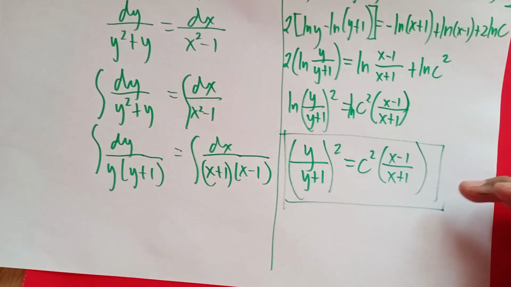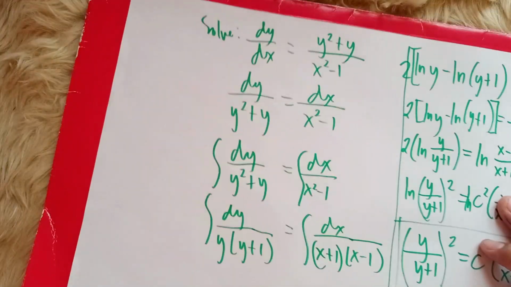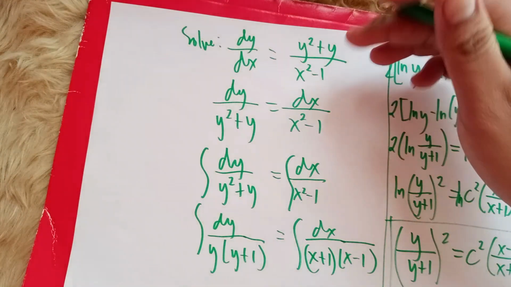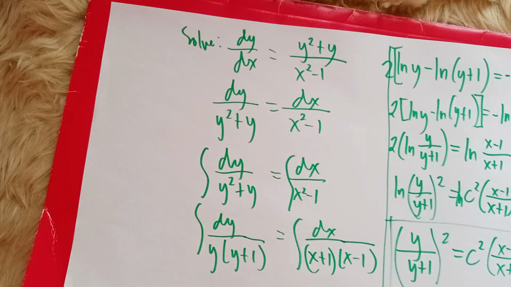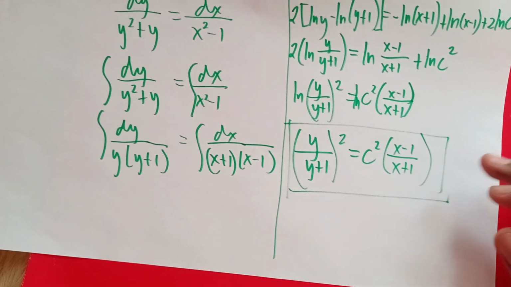So, this is our general solution. So, we no longer need to get a particular solution because in our given problem, no boundary conditions were given. So, we stop here at the general solution. So, this is our general solution.